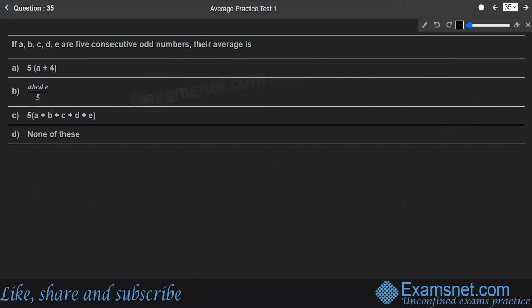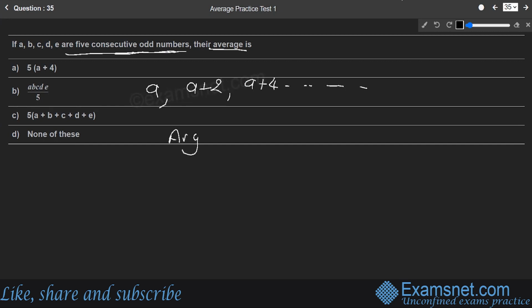Now, A, B, C, D, E are five consecutive odd numbers, and we need their average. Consecutive odd numbers are at a distance of 2 units from each other. For example, after 1 comes 3, then the next odd number is 5, so there is a gap of 2 every time. If the first odd number is A, the next will be A plus 2, then A plus 4, and so on.